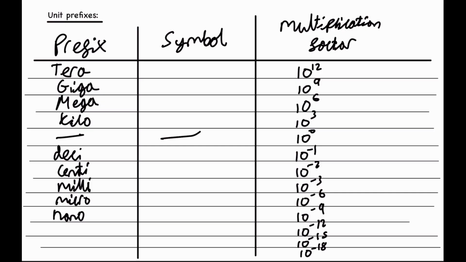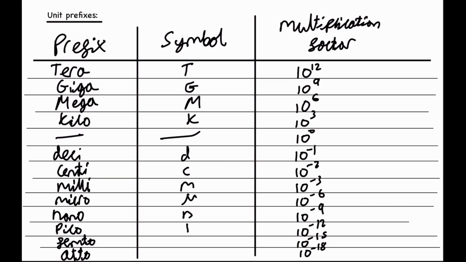And 10 to the minus 12, it starts becoming pico. Then 10 to the minus 15 is femto. And then finally, atto at 10 to the minus 18, which is an incredibly small number. And all the symbols would be capital T for tera, capital G for giga, capital M for mega, k for kilo, d for deci, c for centi, m for milli, mu for micro, n for nano, p for pico, f for femto, and a for atto. And these are all the prefixes for all the multiplication factors.